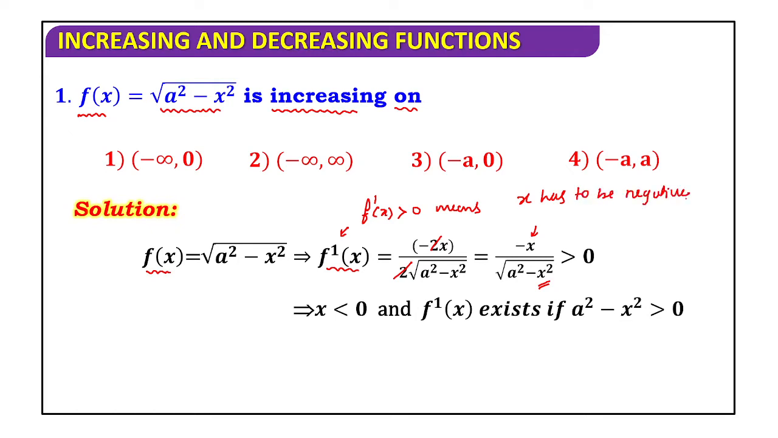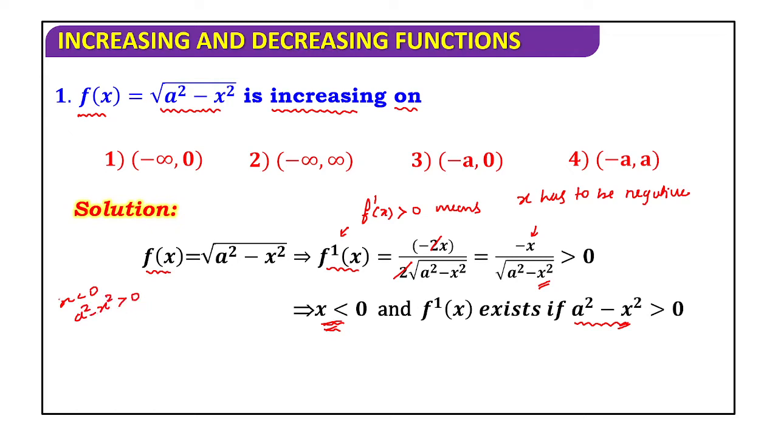So if x is negative, negative into negative becomes positive. Therefore f dash of x will be greater than 0 if x is less than 0, and f dash of x exists if a square minus x square is greater than 0. So x should be less than 0, and it should satisfy a square minus x square greater than 0. That means you have two conditions: x is less than 0, and a square minus x square is greater than 0.